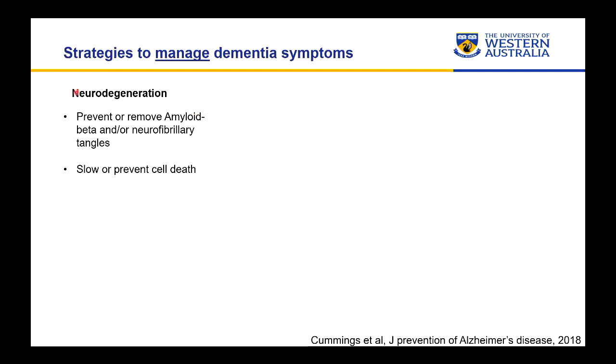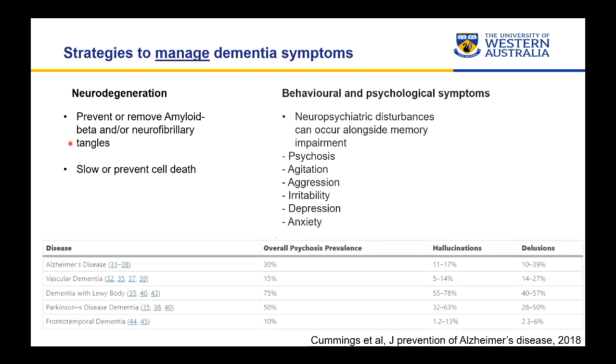So we can target neurodegeneration to prevent those amyloid beta and neurofibrillary tangles to slow down the loss of neurons. But mostly a lot of the treatments work on managing the behavioral and psychological symptoms. So again, in patients that have dementia, you can have a lot of neuropsychiatric disturbances alongside this memory impairment. So you see psychosis in a lot of patients. You see increased agitation, increased aggression, increased irritability. You see a lot of depression and anxiety as well. And sometimes these behavior and psychological symptoms can actually appear before the memory impairment as well.